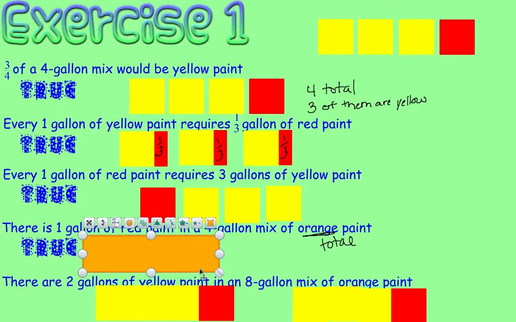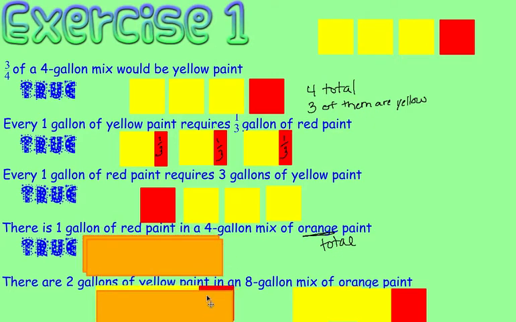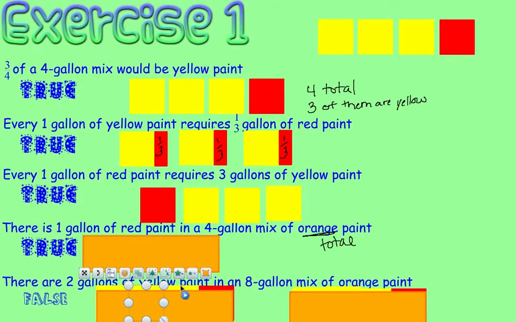Now the question is, okay, so now this is made orange and this is made orange. And I'm still showing the mix up top. Did I only use 2 gallons of yellow paint? Well, I automatically know that's not true because in one mixture of orange paint, I have to use 3 gallons of yellow paint. So if I make a double mixture of orange paint, I definitely can't only use 2 gallons of yellow paint. So I know that this is false.